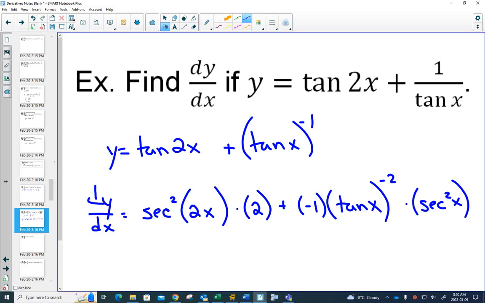Something I do want to point out, secant squared 2x and secant squared x are different. So you wouldn't be able to be like, oh, can I factor out a secant squared of something because I have that? No, they're different. In order for a factor to be the same, it has to have the same function, the same variables, all the way through.